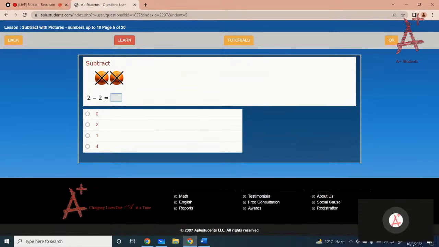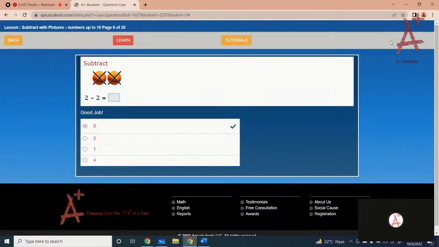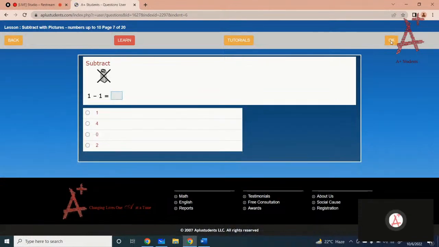2 subtract 2 is 0. That means if you start with 2 and take away 2, you are left with 0. Got it? So select the correct option and click on the OK button. Very good, it is 0.